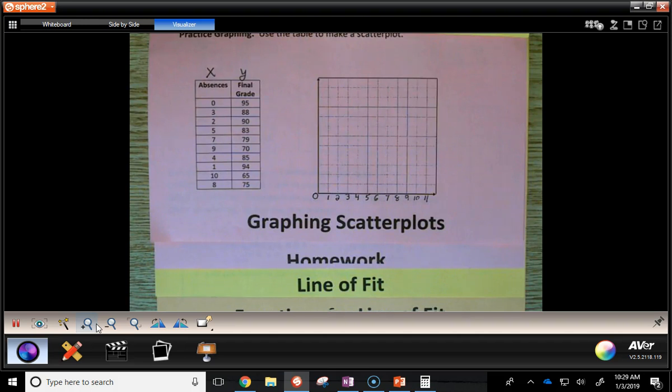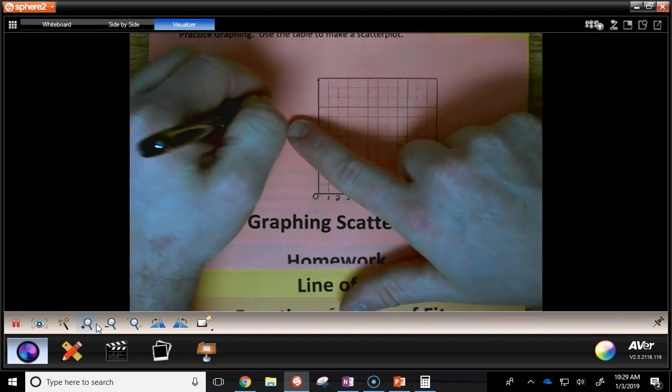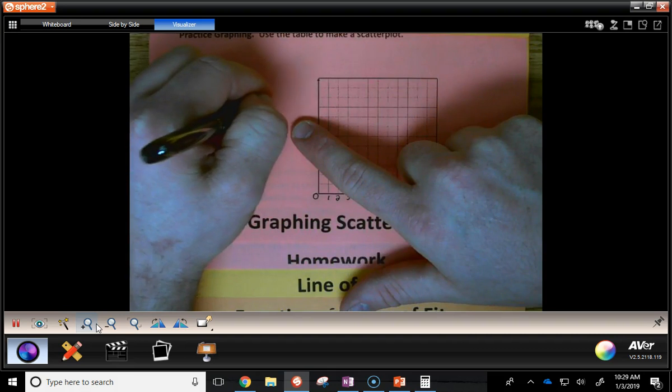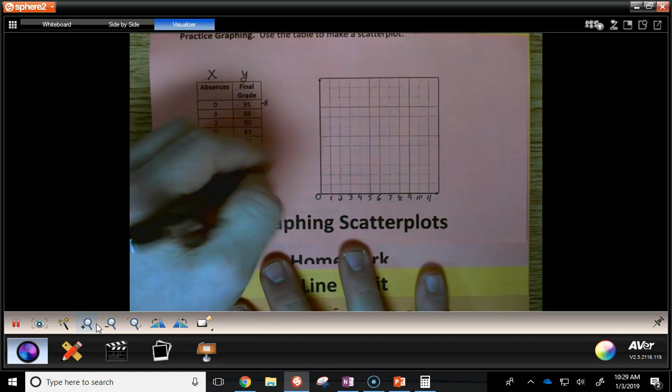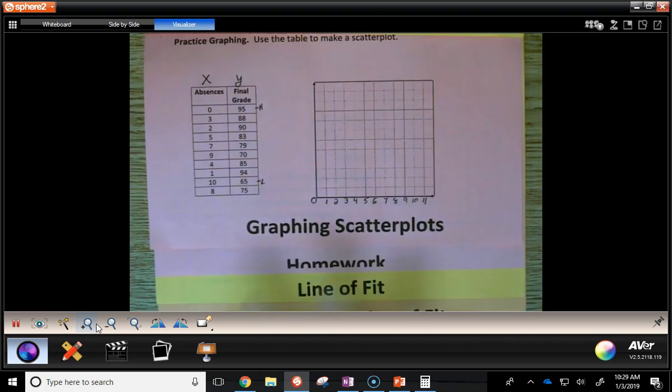Okay, here's the step 1 though. Making our scale. If we look at our y-axis, final grades, what is the largest grade we have on there? What's the highest score? 95. Thank you. I'm going to put an H over here by it. This was my high. What was my low? 65, right? We look down. Here is my low.